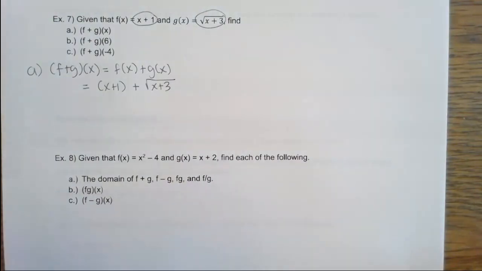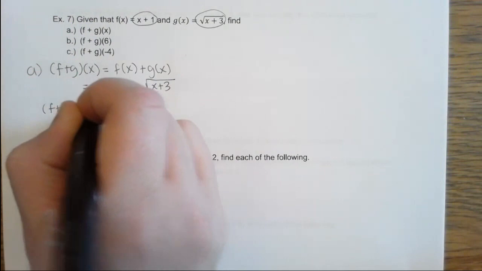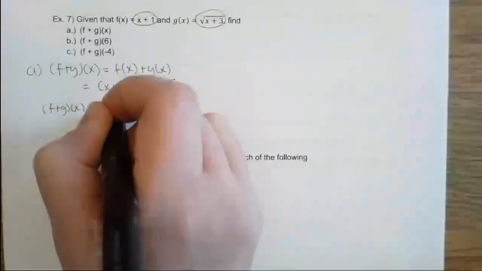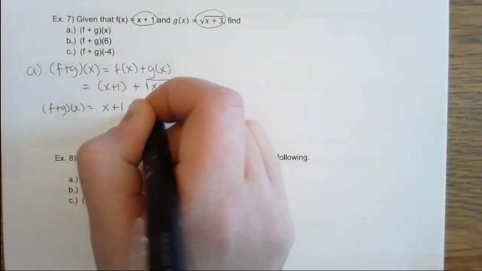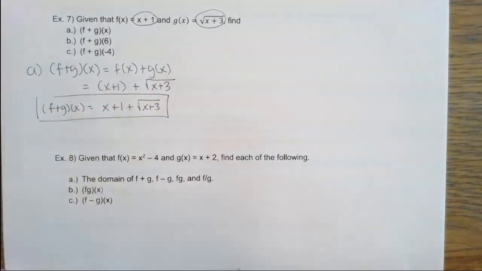If I could simplify, I would. This one I can't really do anything with because I have that root there. So it's just x plus 1 plus root x plus 3, and that's it. Again, if I had like terms, I would add them, but I don't.